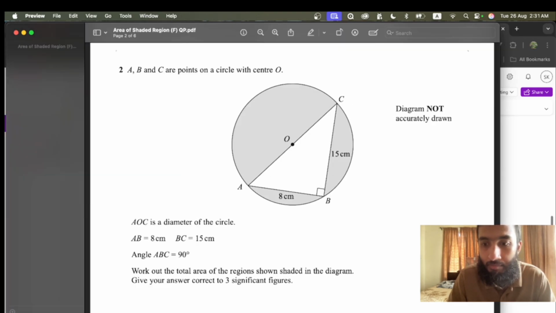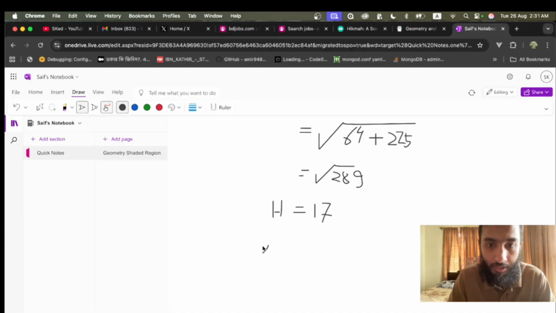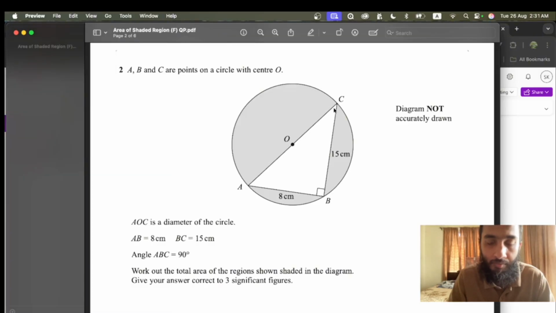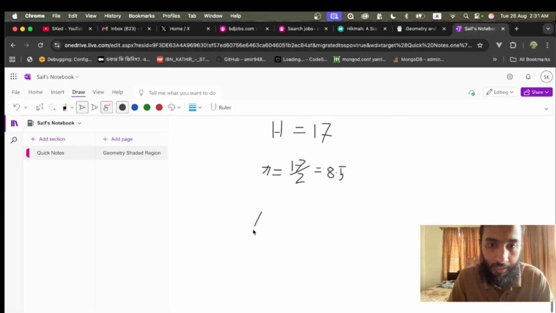So what is the radius? If the radius is, let's say, r, the radius is half. So it is 17 by 2, or 8.5. So the radius is 8.5. We have the radius, so we can figure out the area of the circle. Let's say the area of the circle is A of C.